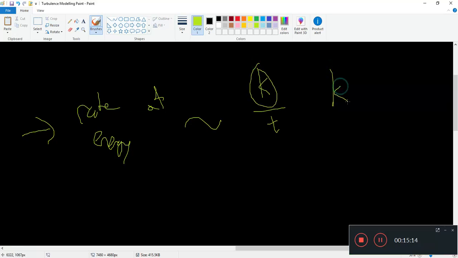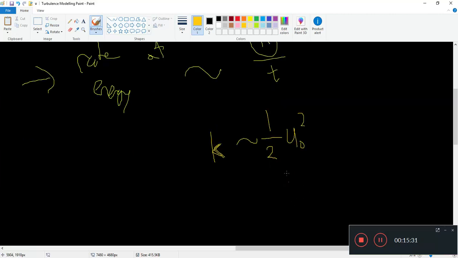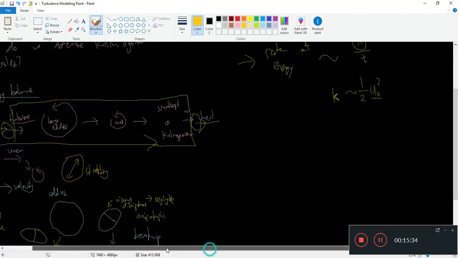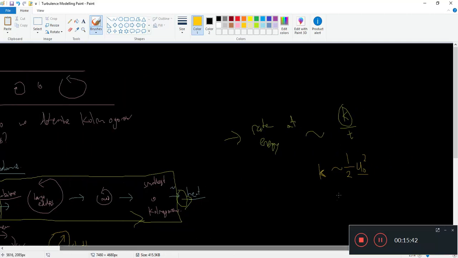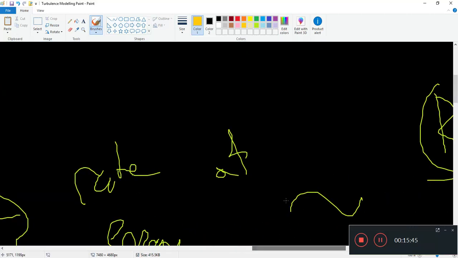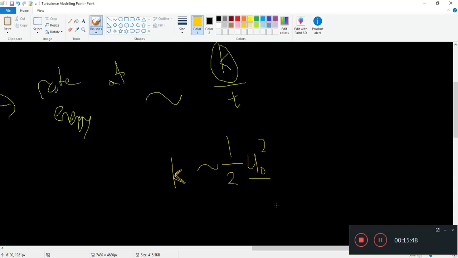This kinetic energy, I'll use a different color here. We like to talk about it per unit mass, so it's easier to compare. This kinetic energy usually scales as half u naught squared, or u mean squared. What is this u? This is the large scale characteristic velocity in the pipe or channel or whatever have you. It can be free stream, it can be pipe, whatever. So this is the scale of the kinetic energy that's being fed in.